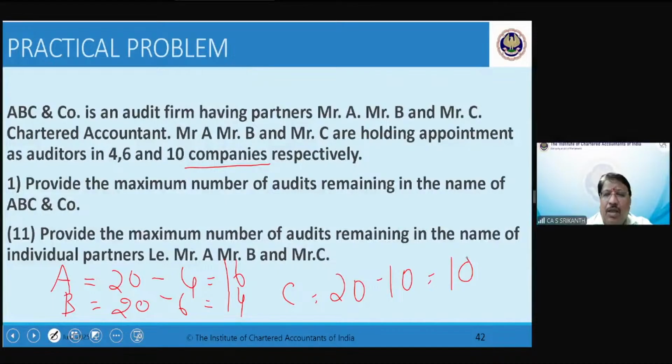Wow. Miss P, you're really great. Correct. Your answer is correct. Soumya also answer is correct. But sublimit also you have to see. Individual partners also you have to see. This could be relevant for auditing also. If it comes to it, it's relevant for auditing also.